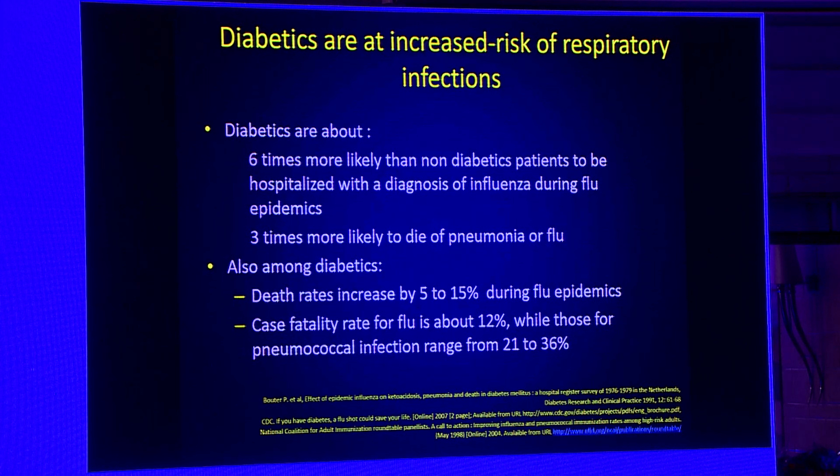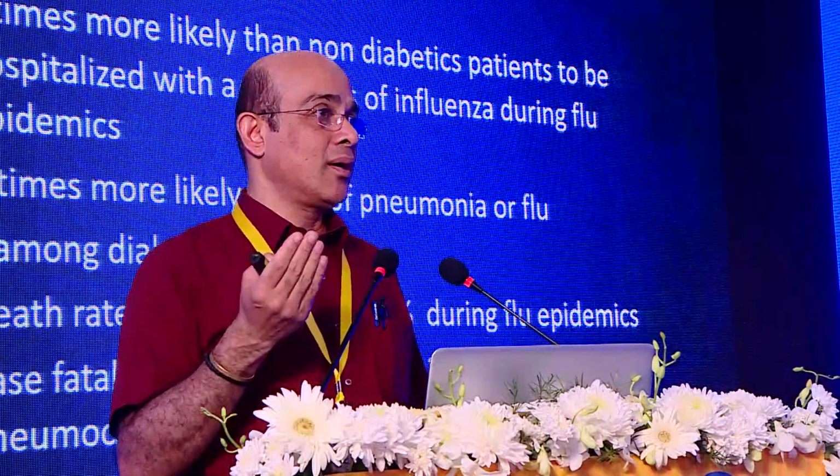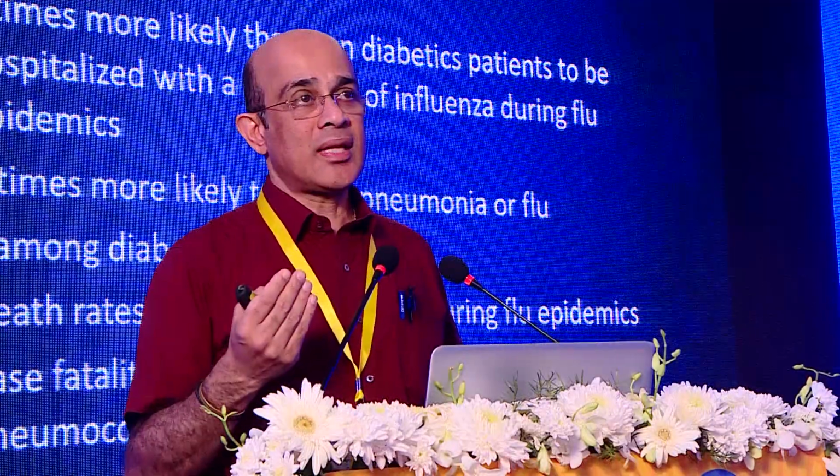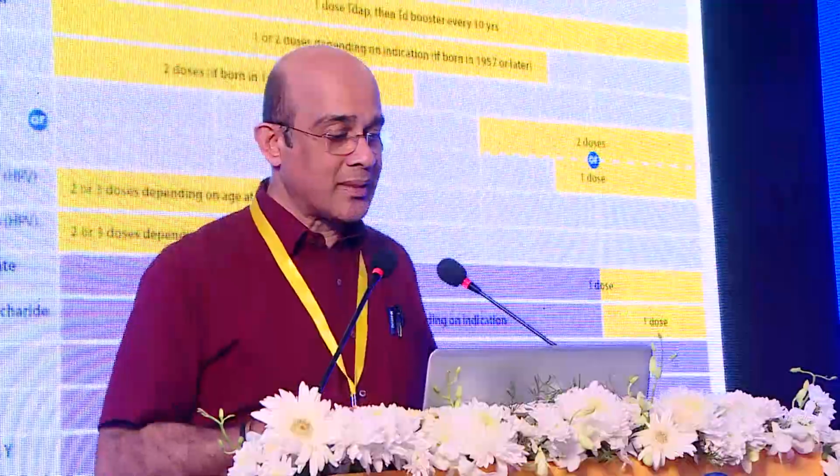In fact, studies have shown that diabetics are 6 times more likely than non-diabetic patients to be hospitalized during the influenza outbreak and 3 times more likely to die of pneumonia or the flu. The death rates are about 5 to 15% higher in diabetics during flu epidemics, and the case fatality rate is also high, about 12% for the flu, and for pneumococcal infection it can be as high as 1/3 of patients. So it is well accepted that diabetics in general have higher complication rates for infections and probably a higher possibility to die of infections when they get hospitalized.